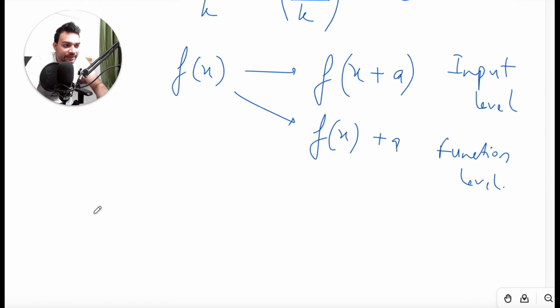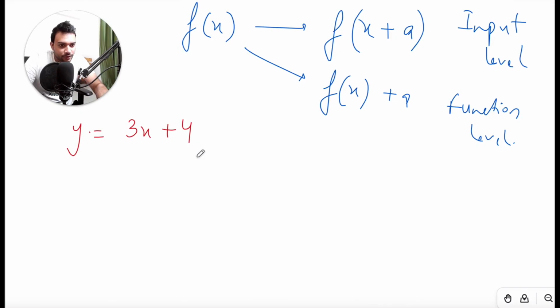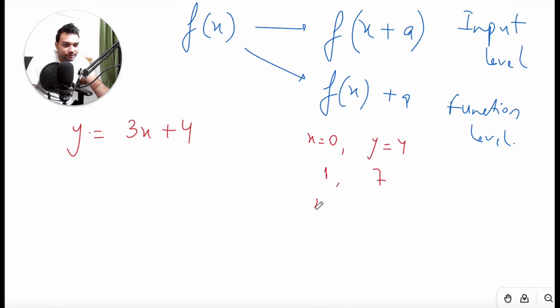So let's see the first one, the input level transformation. For that, say you have y is equal to 3x plus 4. Okay. Let's write a data table quickly. x is equal to 0, y is 4, x is equal to 1, y is 7, x is equal to 2, y is 10, x is equal to 3, y is equal to 13. Okay, so this is a quick data table.